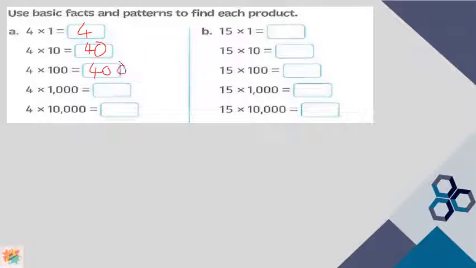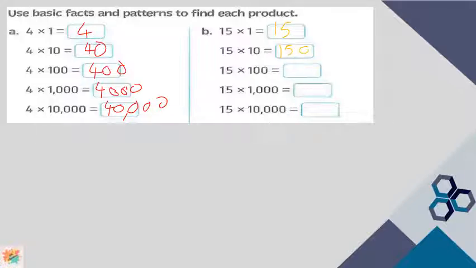زي ما احنا اتفقنا دايما ال zeros outside and I do 4 by 1 again. طب 4 by 1000, put 3 zeros outside and the 4 by 1 equals 4. 4 by 10,000 it will be 40,000. Okay, letter B. 15 by 1 equals 15. 15 by 10 ولا حاجة، ادي الزيرو. 15 by 1 15 تطلع معايا 150.